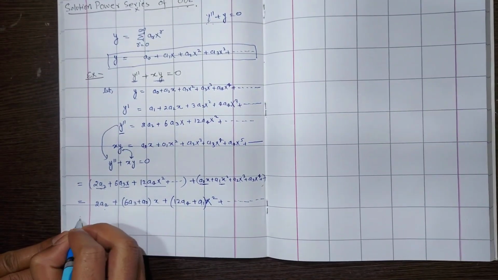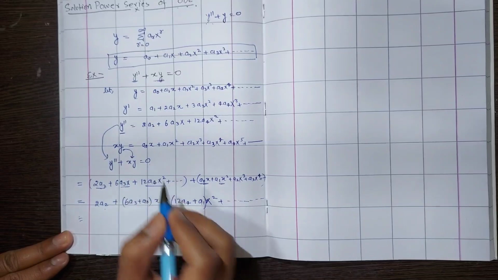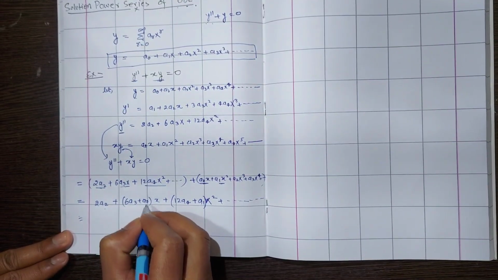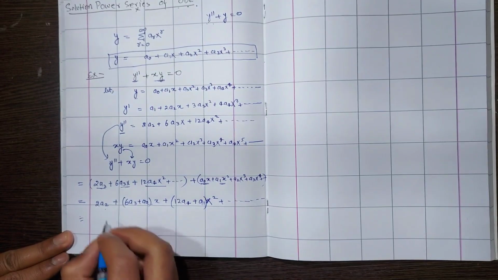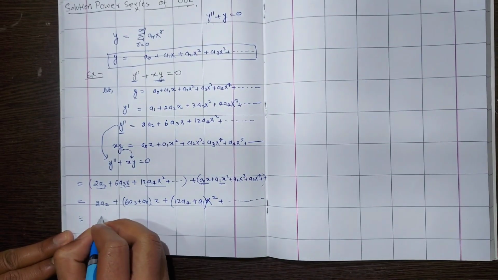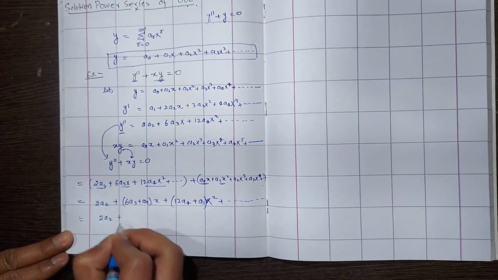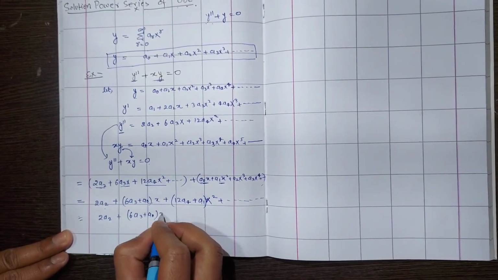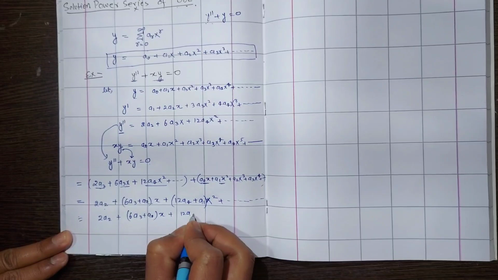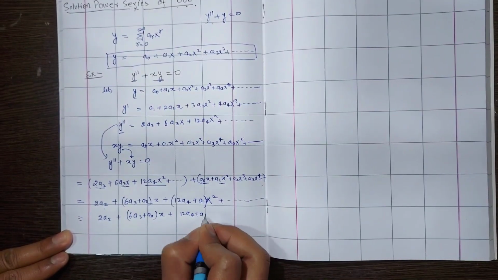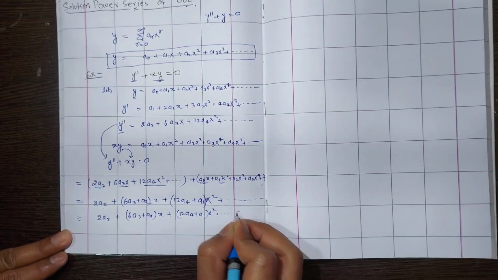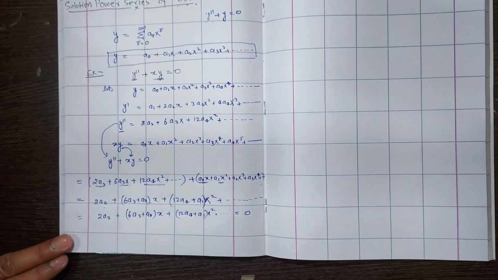Now this is equal to 0. So let's make it equal to 0: 2a2, plus 6 times a3 plus a0 into x, plus 12 times a4 plus a1 into x square, and there may also be more terms, but let's take it as 0.